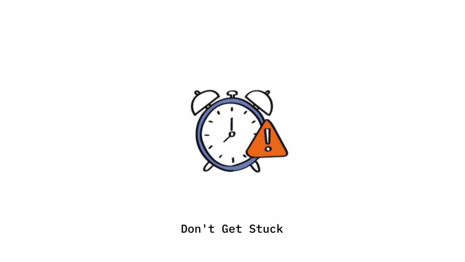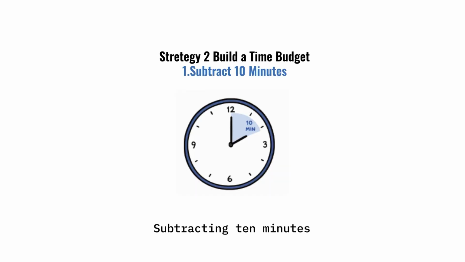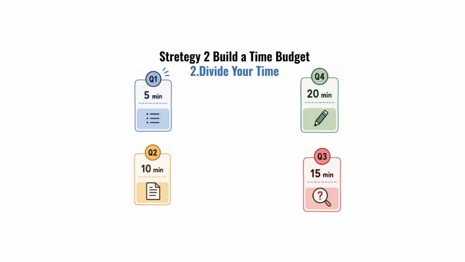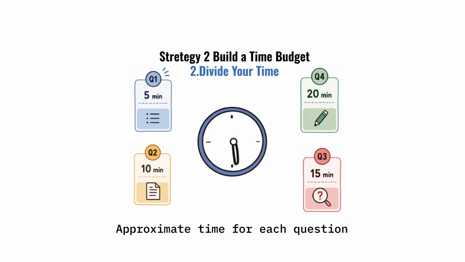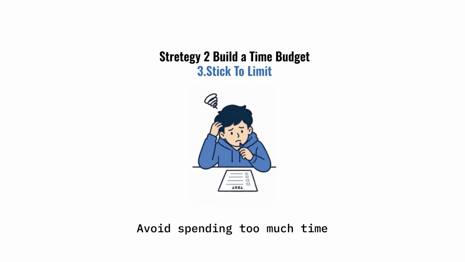Strategy 2. Build a time budget. Stop spending too much time on a single question. Creating a time budget helps you stay on track throughout the exam. Start by subtracting 10 minutes from the total exam time. This extra time acts as a safety buffer for reviewing and improving your answers later. Next, divide the remaining time by the number of questions. This tells you approximately how long you should spend on each question. After you set clear time limits, stick to them. If you spend too much time on one question, you may not have enough time to complete the rest of the exam.